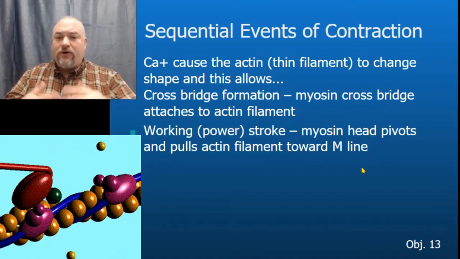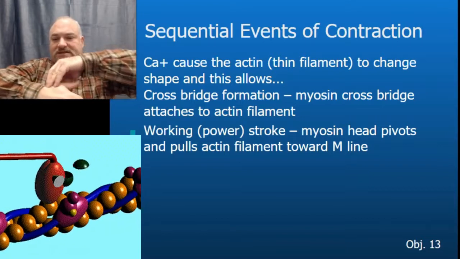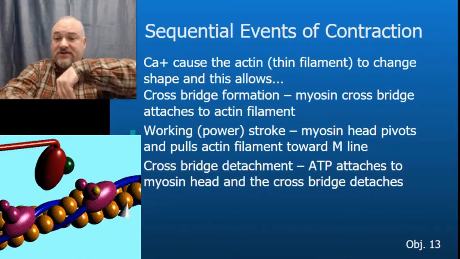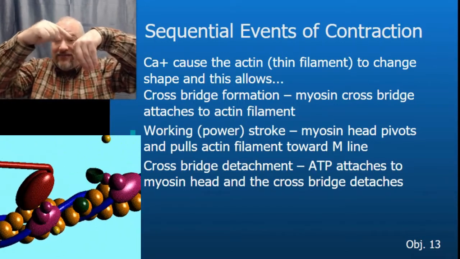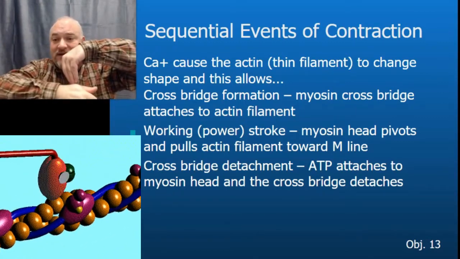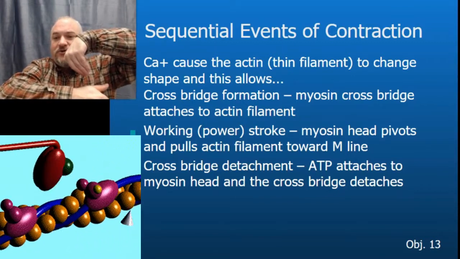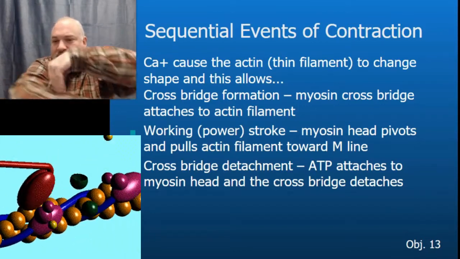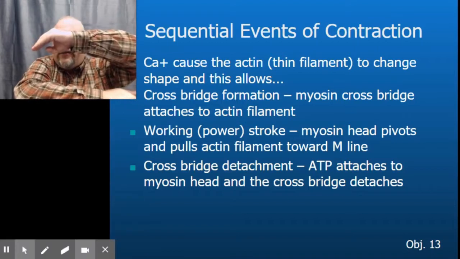Okay. And that's called the working or the power stroke. The myosin head pivots and pulls the actin filament towards the middle, towards the M line, right? And it's going to keep doing that. Then it's going to detach. And what causes the detachment is actually ATP, that energy storage molecule we make during cell respiration. ATP is going to attach. That'll cause it to release. ATP will expend its energy, which will cock the myosin head, and it's ready for the next stroke. It'll attach, pull. We'll use another ATP molecule to detach it and cock it. Then it'll attach and pull.